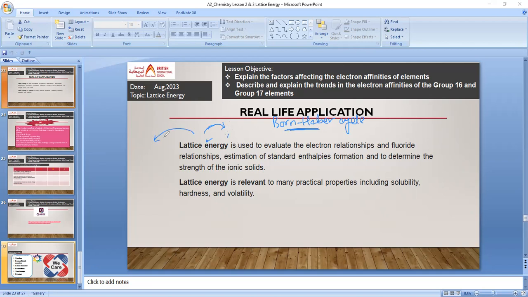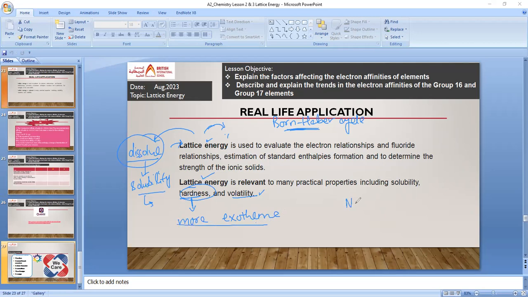And then it will let you know whether a substance is able to dissolve in water or not. Because lattice energy means it contains an ionic compound, so it means that it is soluble in water. So in order to find out the solubility of a compound and other physical properties, also hardness and volatility, we use lattice energy. If the lattice energy is more exothermic, it means a lot of energy is released in making that ionic compound.